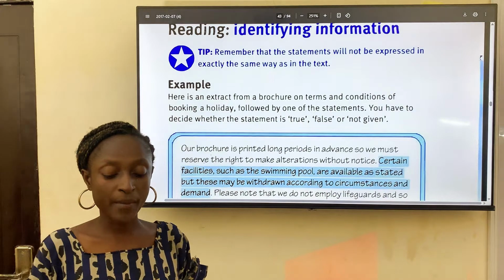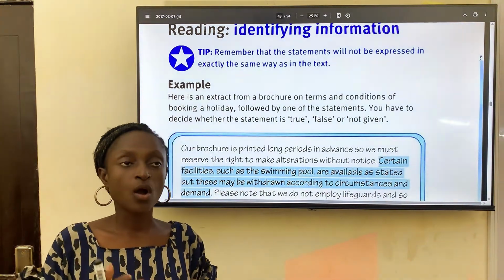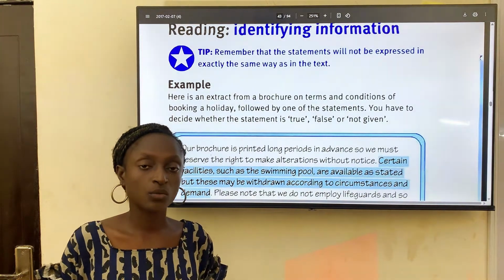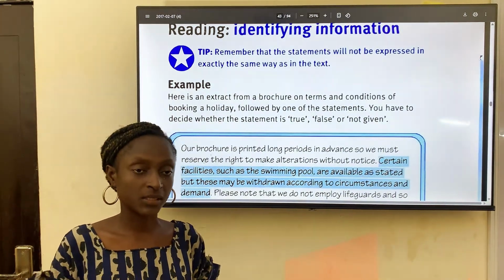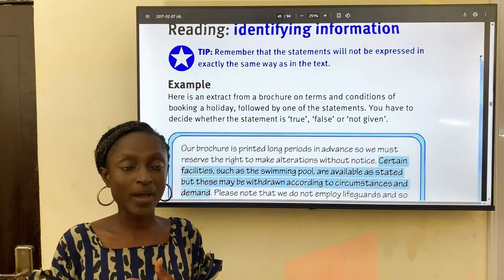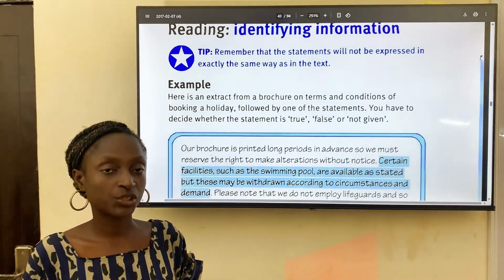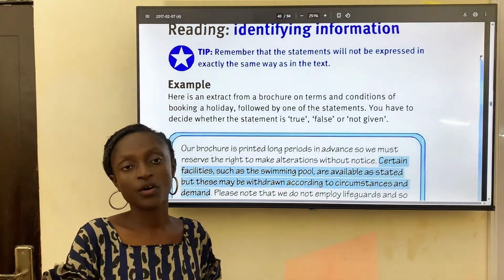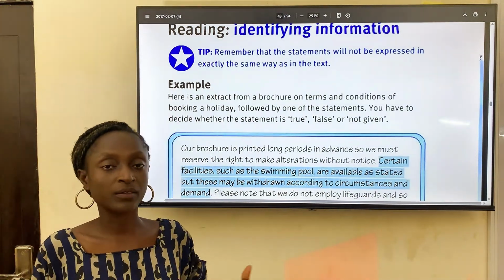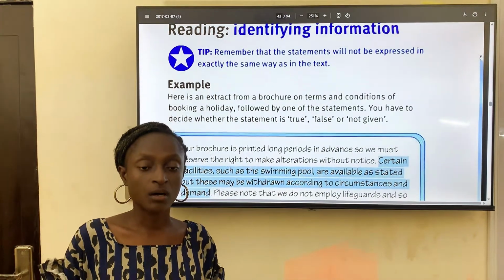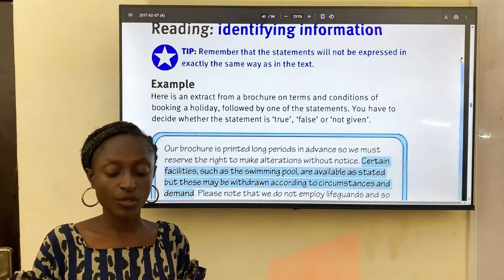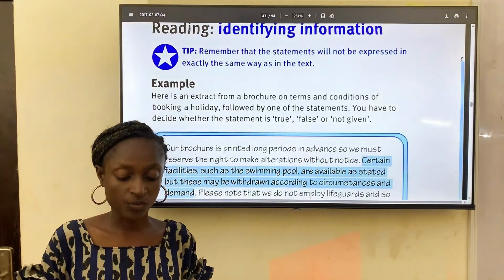Now, what we are being asked to do is actually compare the information in the question with what has been given in the passage. Then we get to decide whether this information is similar, or is contrary, or is just an assumption that we cannot decide whether it is true or it is false. So that's what we're doing under identifying information.